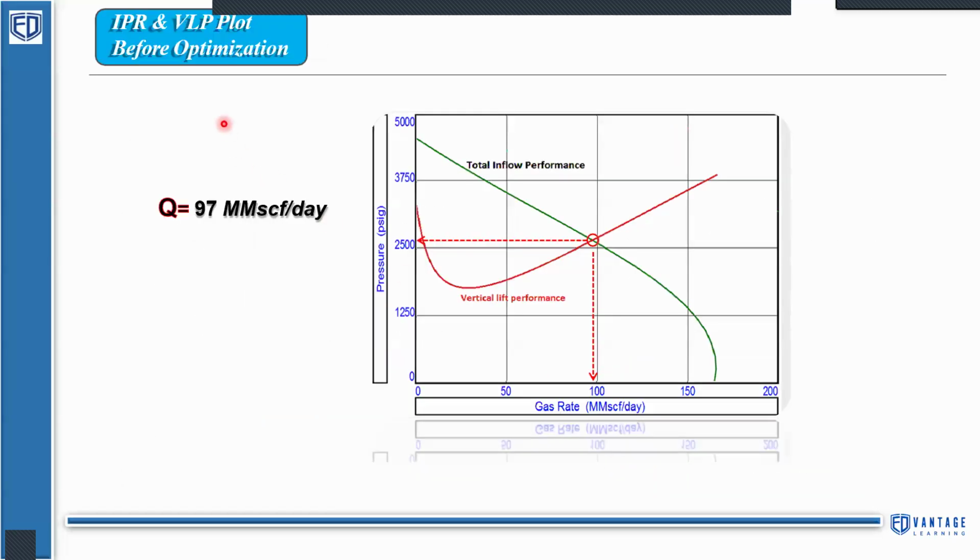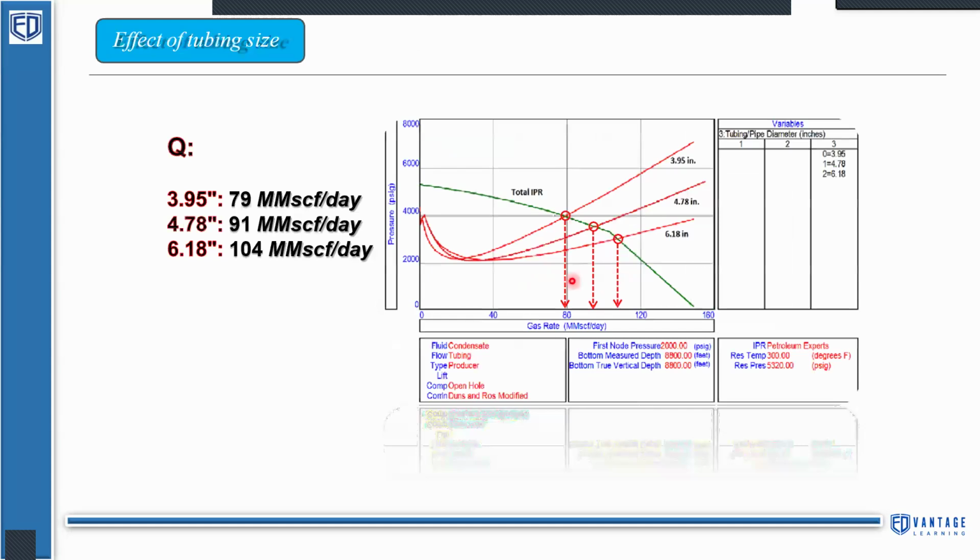So if I talk about the optimization, before optimization, I'm getting my Q as 97 mmSCFD, but now after optimization, I need to optimize this to bring it towards the bottom. So if you can see, if I do sensitivity of tubing diameter, I'm getting a flow rate of 104, which is way better.